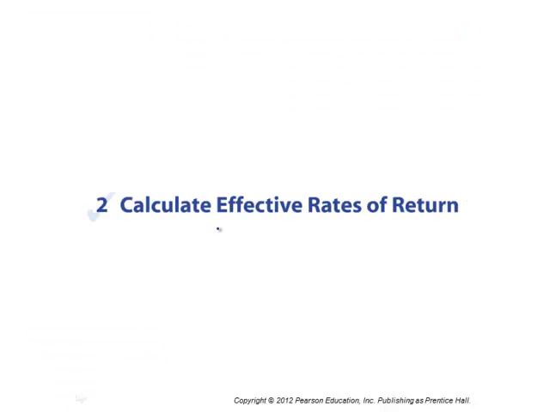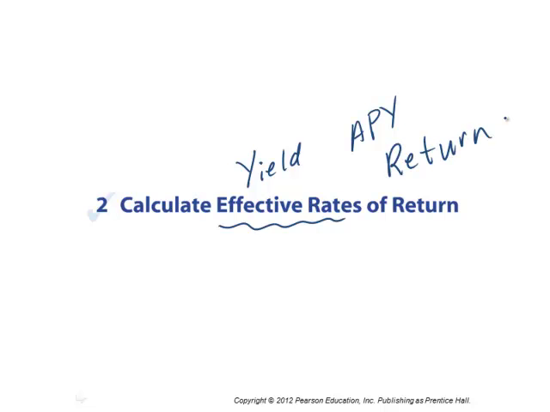Now, let's talk real quick about effective rates. Same thing as yield. You hear the term annual percentage yield, or APY. That's the same thing as calculating the effective rate. Or in other words, the return on your investment, or the rate of return.